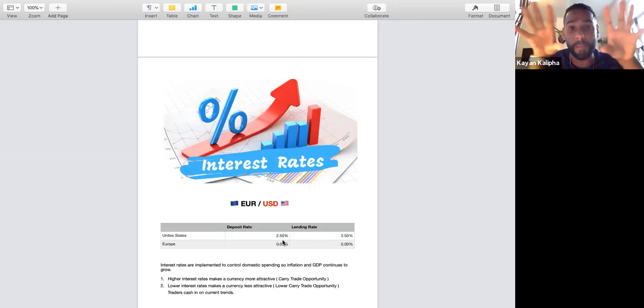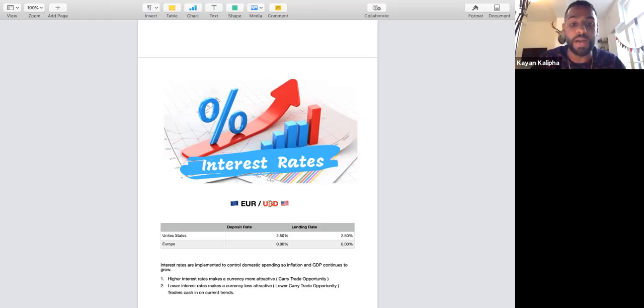So you can see automatically that a currency that has a higher interest rate than another currency always goes up in value because money is going to flow from the currency with a lower interest rate into the currency with a higher interest rate because investors want to receive a positive interest rate difference between the two currencies.